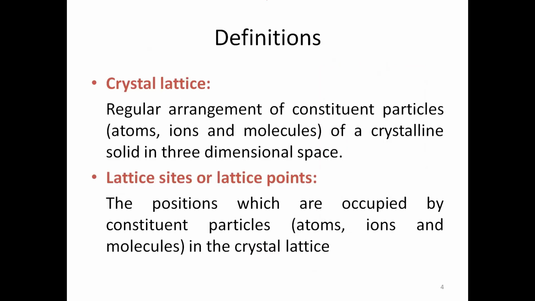So these are some definitions from books. Crystal lattice is the regular arrangement of constituent particles, atoms, ions or molecules of a crystalline solid in three-dimensional space. We all know crystal is a three-dimensional thing. So when we arrange these constituent particles in three-dimensional space in a regular arrangement, we get a crystal lattice. About lattice site: the positions which are occupied by constituent particles in a crystal lattice are called lattice sites or lattice points.